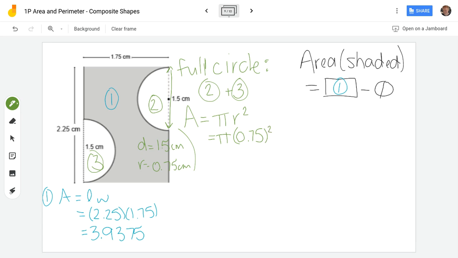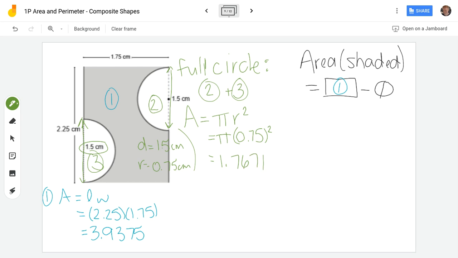Sometimes questions might look like this, and it might look like 2 half circles, but they might have a different size, so you really have to pay attention. But this one, they're both 1.5 centimeter diameter, so it is half of the same circle, 2 halves of the same circle. So now we square the 0.75 and we multiply by pi. I'm going to keep a few extra decimal places, 1.7671. And then we have to subtract.